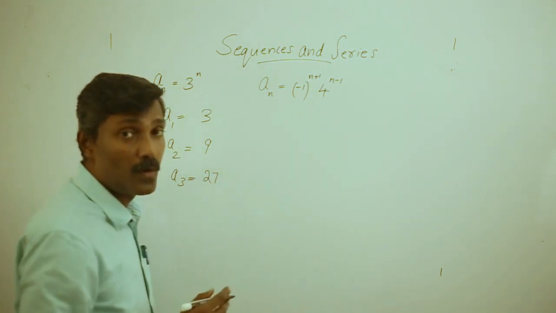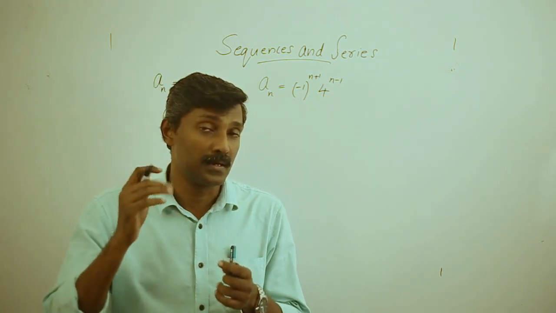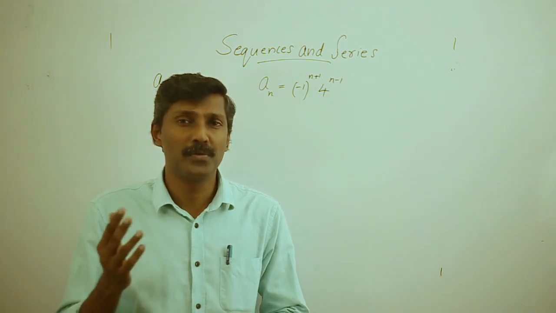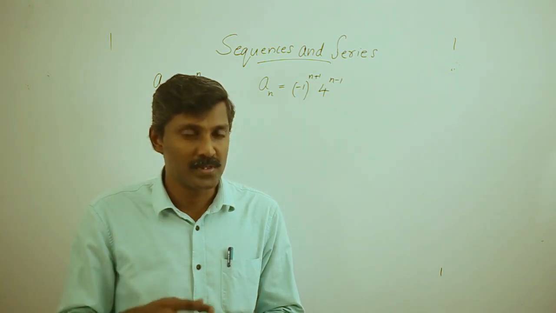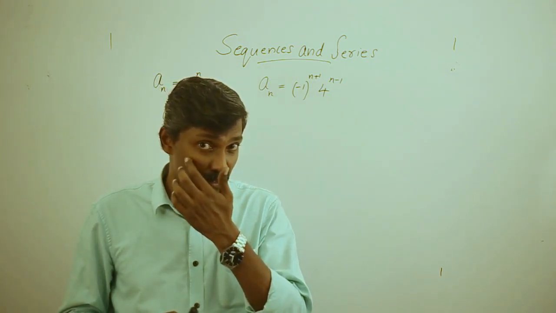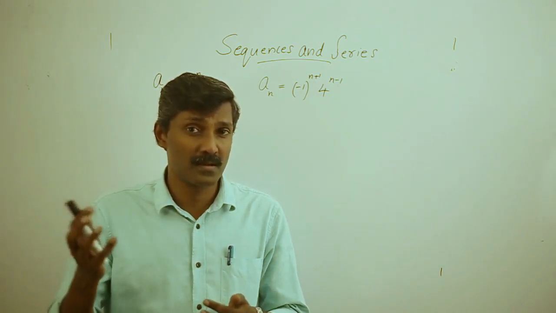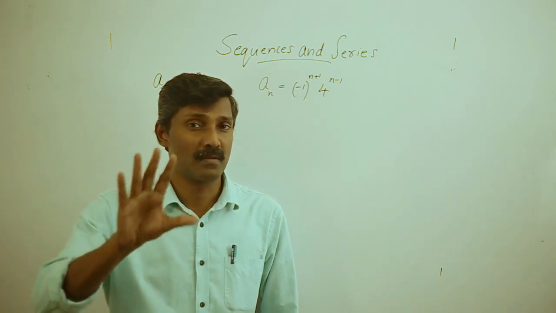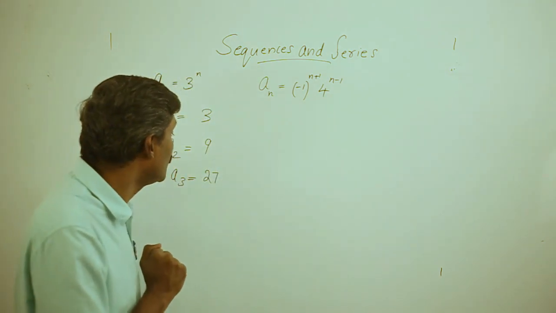And I tell you, always try to learn by heart these numbers like 2 square, 2 cube. 2 square is 4, 2 cube is 8, 2 raised to 4 is 16, 2 raised to 5 is 32, 2 raised to 6 is 64, etc. At least up to 2 raised to 10, please try to learn that by heart. Okay?